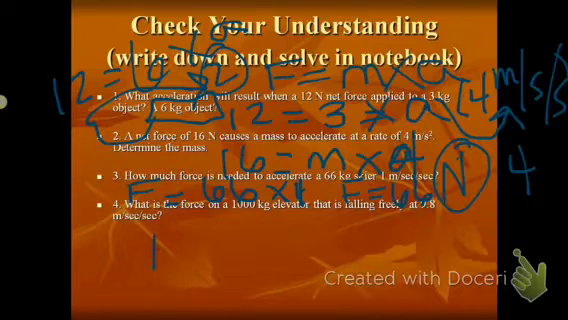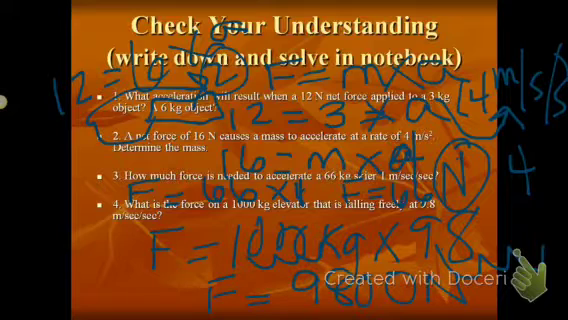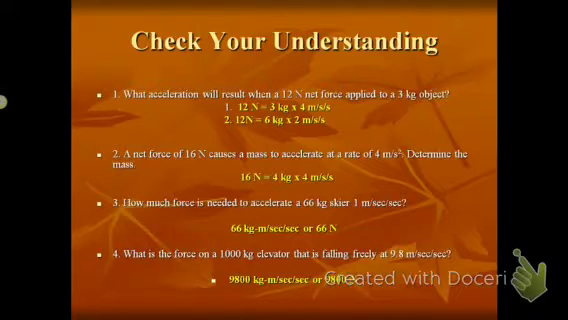Okay, and then the last one, force equals, what is the force on a 1,000 kilogram elevator that is falling free at 9.8 meters per second per second? Acceleration is 9.8. So force equals 9,800 newtons. We're going to move the decimal over 1, 2, 3 places. 1,000 times 9.8 is 9,800. Okay? All right, so that's your first part. And here are all the answers if you didn't get those down while I was going over it.